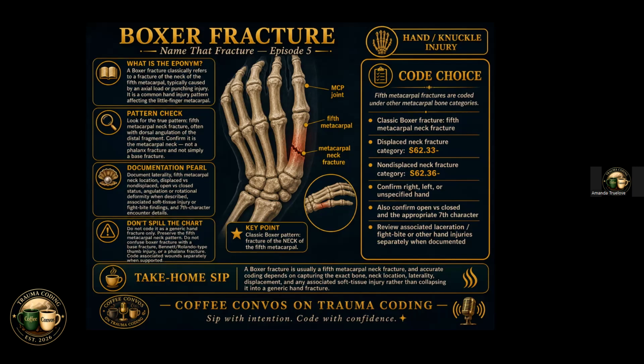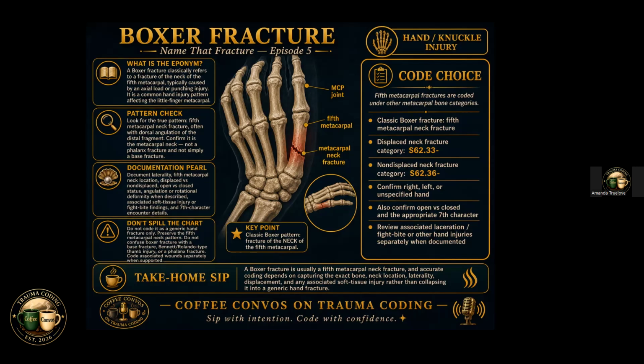But for sure, the biggest documentation pearl is identify that it is a fifth metacarpal neck fracture before you even start looking for those other details such as laterality and open or closed patterns for the wounds, for the fracture, whether there's displacement or not. If there is displacement or angulation, see if the degree of angulation is stated and whether there's any rotational deformity or associated injuries with that, because those would be additional codes that you would need to assign.